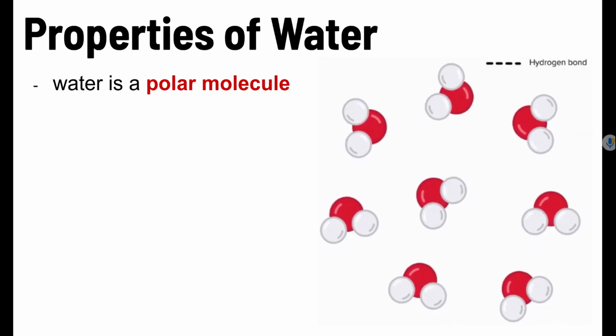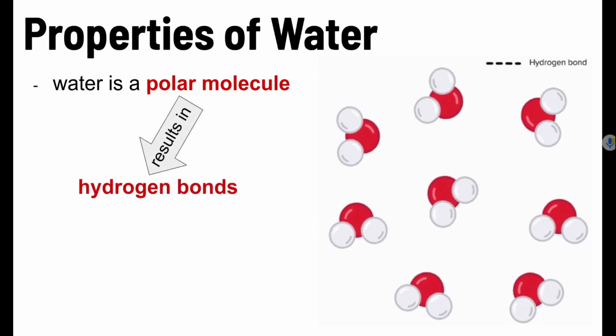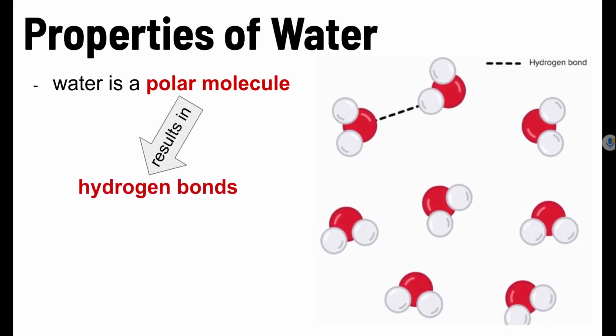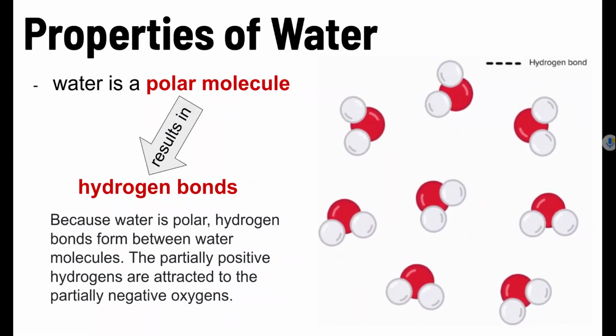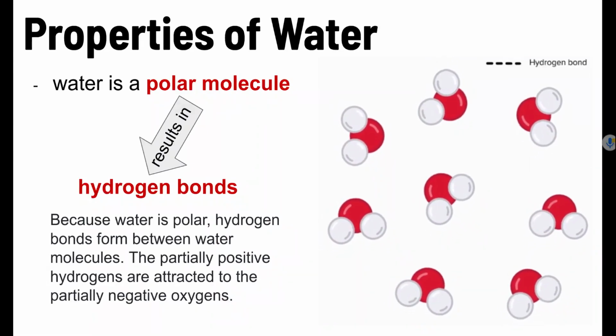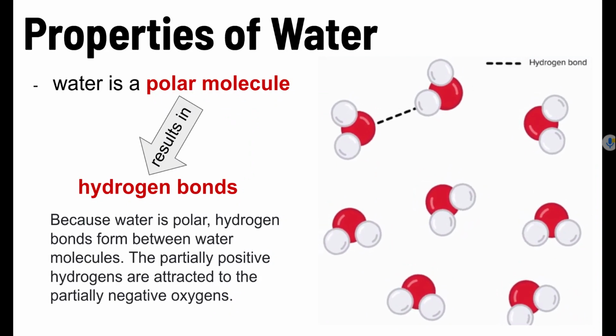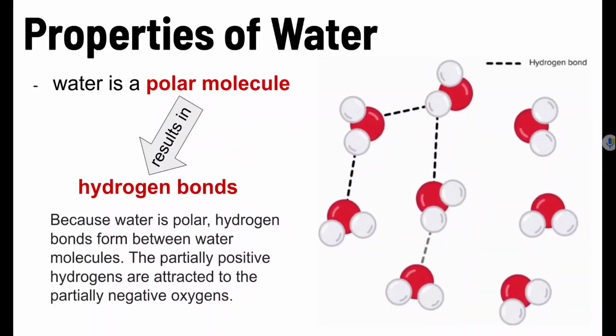Now, because water is a polar molecule, this results in the formation of hydrogen bonds. Hydrogen bonds form between water molecules. The partially positive hydrogens are attracted to the partially negative oxygens.